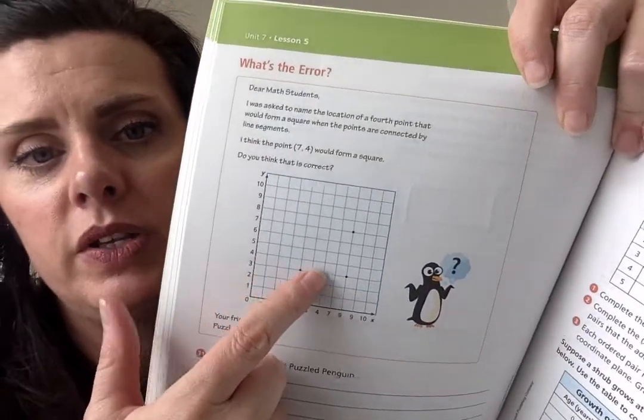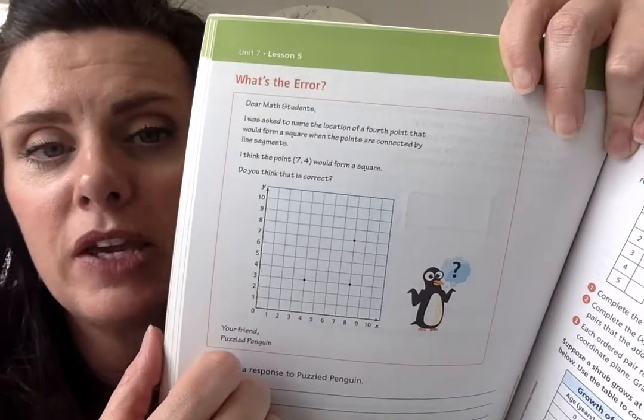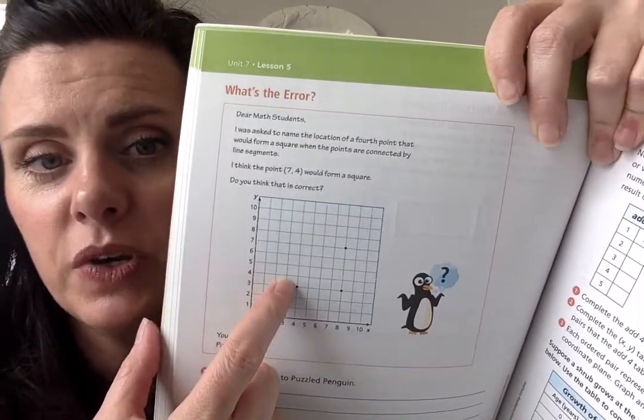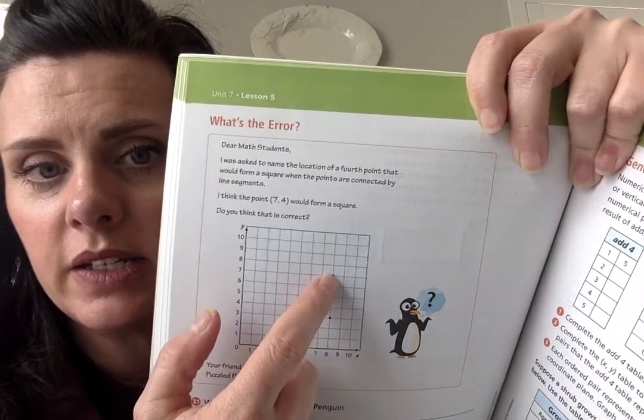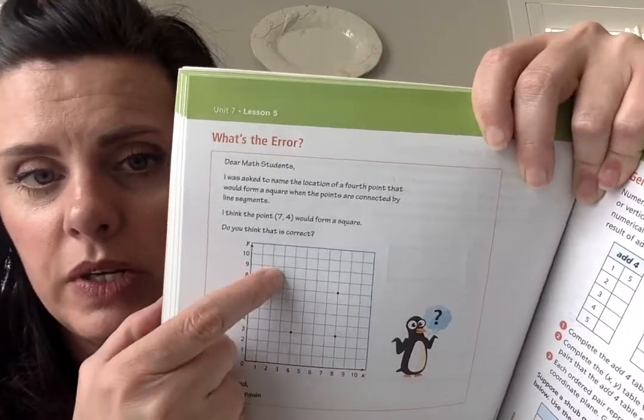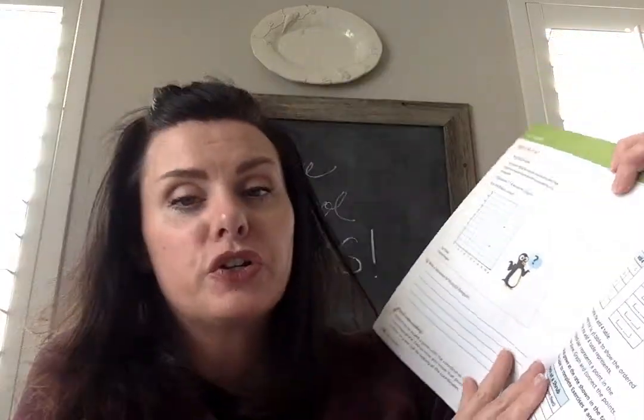Okay, dear math students, I was asked to name the location of a fourth point that would form a square when the points are connected by line segments. So see, he's got 1, 2, 3 points, and he was asked to make a square. So if all of these were connected, connect, connect, connect, right? Looks like we would need another point right there to make our square, or make Puzzled Penguin square. I think the point 7, 4 would form a square. Do you think this is correct?